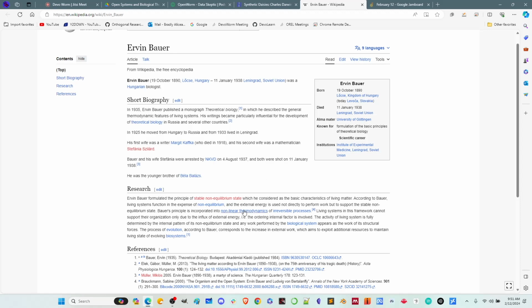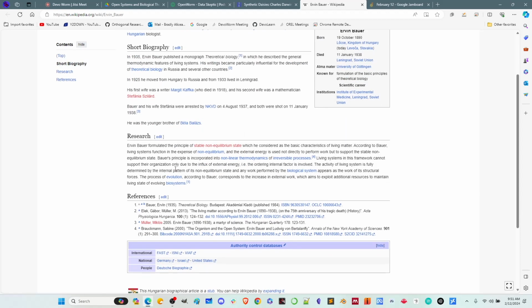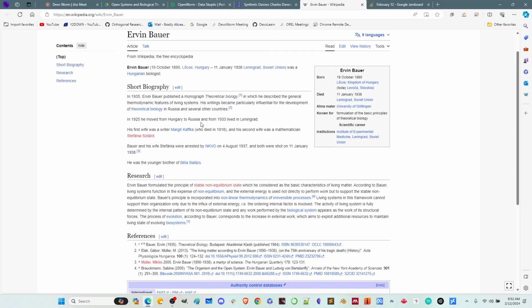So this is his Wikipedia stub, talking about his research here. He was one of the first theoretical biologists. He was interested in the general thermodynamic features of living systems. He published a monograph in 1935 called Theoretical Biology, where he goes over this stuff.